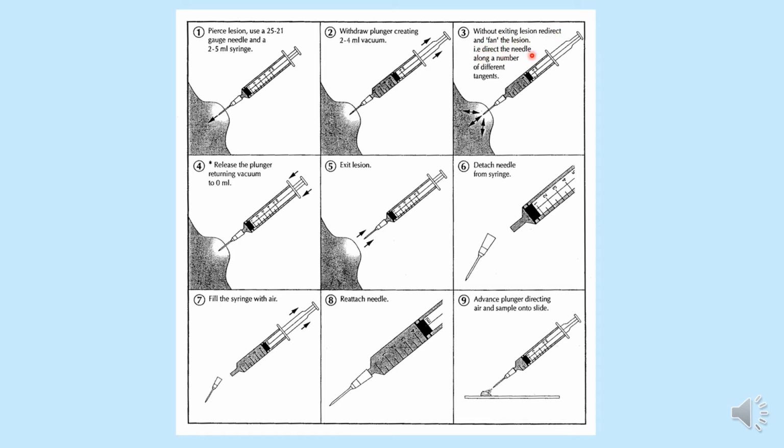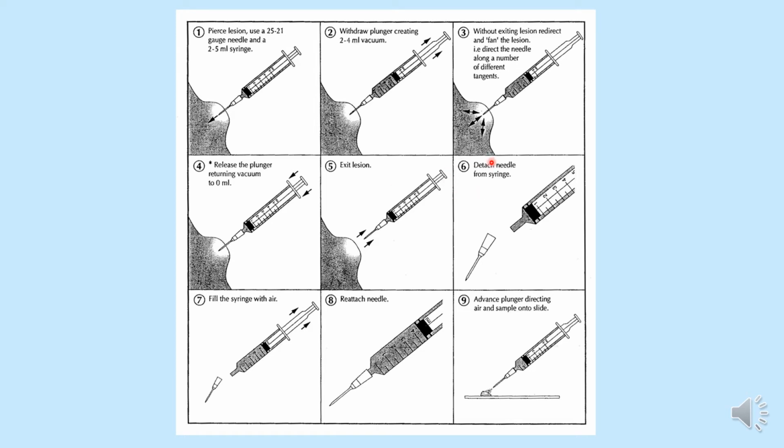That is, direct the needle along a number of different tangents. Right, that means you move it around inside the lesion while you are applying negative pressure, ensuring that the content does not come into the syringe. Right. Next step is release the plunger, returning the vacuum to base or 0 ml. Exit the lesion.